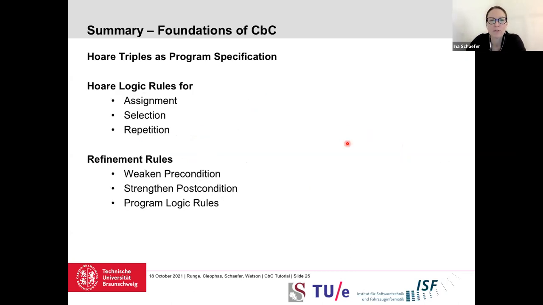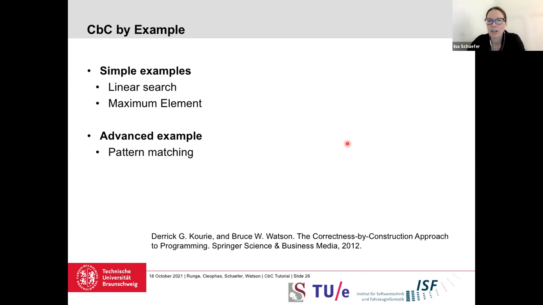So to conclude this first part on foundations of CBC, what should you take with you? I have introduced you to Hoare triples for program specification, or contracts, as they would be called in the Eiffel world. I have shown you the refinement rules for assignment, selection, and repetition, and for skip, which is actually the do nothing rule. And then I've shown you the refinement rules for weakening preconditions, strengthening postconditions, and some program logic rules and the subroutine rule. And with that, we do a little switch here, I think.